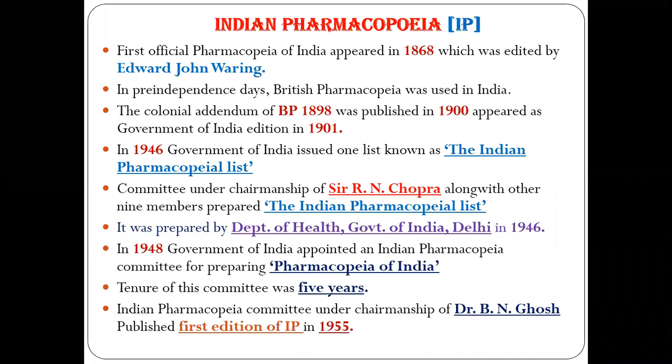That committee, practically, actually established our pharmacopoeia. That committee worked under Dr. B.N. Ghosh. So this committee under Dr. B.N. Ghosh actually published our Indian Pharmacopoeia's first edition in 1955. And those drugs which were added in that pharmacopoeia, the list of those drugs was prepared in 1946 itself, by the committee under R.N. Chopra. So here these are the two people: R.N. Chopra prepared the list of the drugs, and Dr. B.N. Ghosh finalized your Indian Pharmacopoeia in 1955.